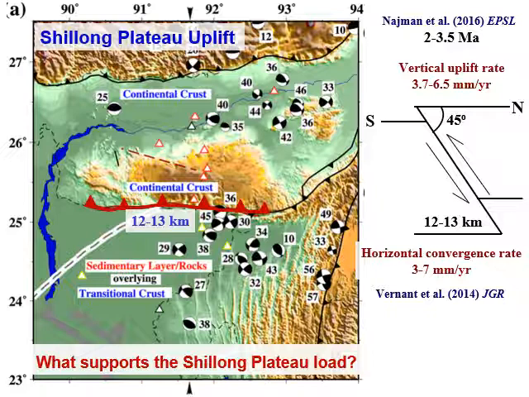Now the next question that comes to our mind is, if the Shillong Plateau is uplifted across the Dauki fault and it's actually overthrusting the Bengal Basin transitional crust, then what exactly is supporting this Shillong Plateau load? Because you remember from the gravity data we have seen that the Shillong Plateau doesn't have a crustal root. Therefore, there has to be a way to support this elevated Shillong Plateau. So we'll try and answer that question next.